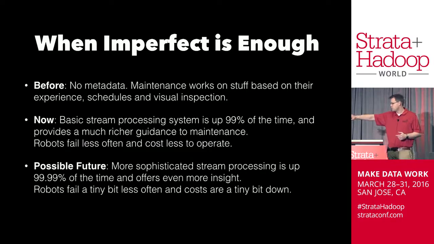So a possible future is I want to move to a more sophisticated stream processing system. It's up more of the time. It offers more insight. Robots fail a tiny bit less and costs are a tiny bit down. So it's going to be challenging to say, is it worth changing my system from one that mostly works and gets me a lot of value to one that gets me a little bit more value? How do I make that decision?